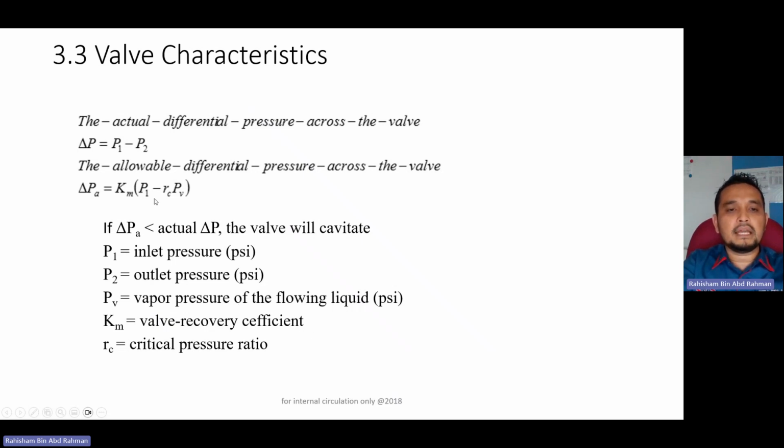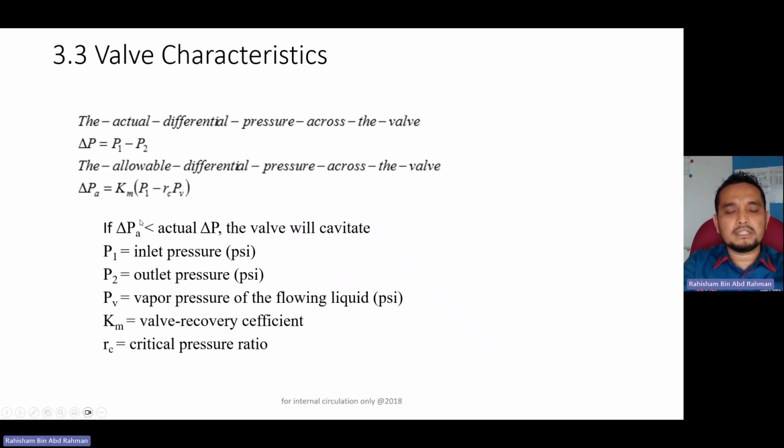And we have P1 and PV. What is PV? PV is actually vapor pressure. Okay, vapor pressure, PV, P pressure, V vapor. What is RC? Critical pressure ratio, RC.